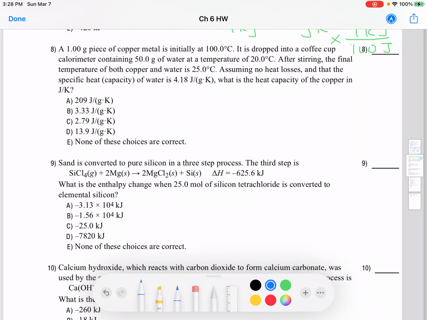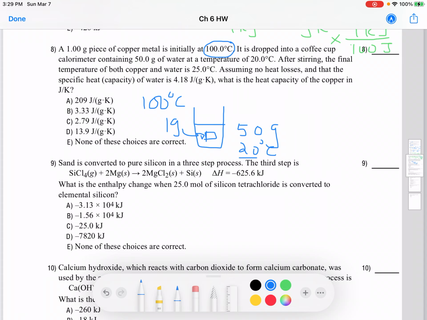Now, what's happening here is you have a coffee cup calorimeter, which is basically a styrofoam cup. And then it already has 50 gram of water. And the temperature of the water is 20 degrees Celsius. So you are putting a 1 gram of copper metal into the water. And the temperature of the copper is 100 degrees Celsius before you put it into the water.